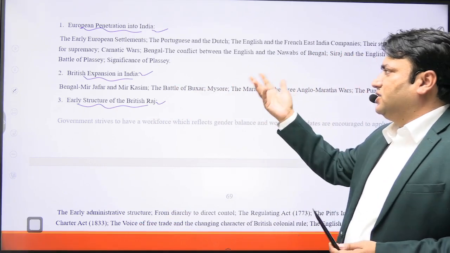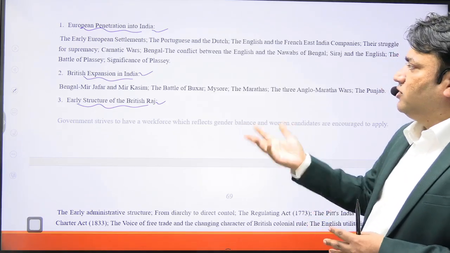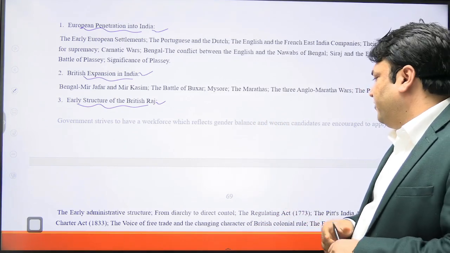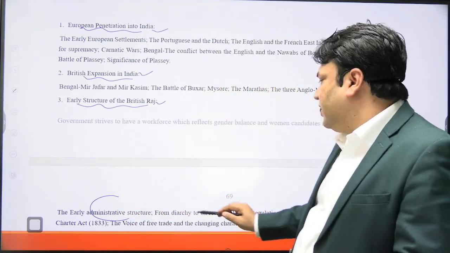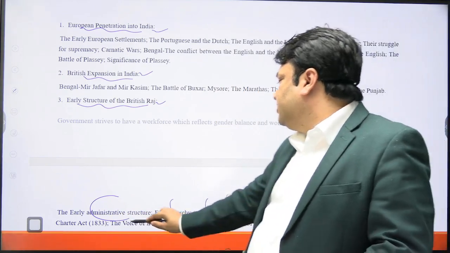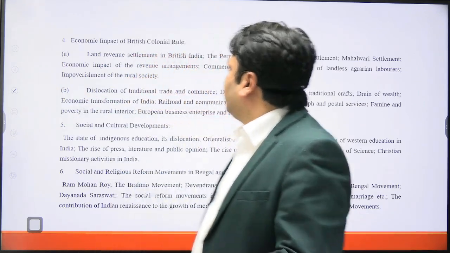Portuguese, Dutch, English, French, how they were fighting, important battles were fought between them, fight for supremacy, Plassey, Buxar, all this is the part of general studies also. We need to study about the administrative structure, from diarchy to direct control, Regulating Act, Pitt's India Act, Charter Act. We need to read about this. This is also an important part that we study in our GS paper.